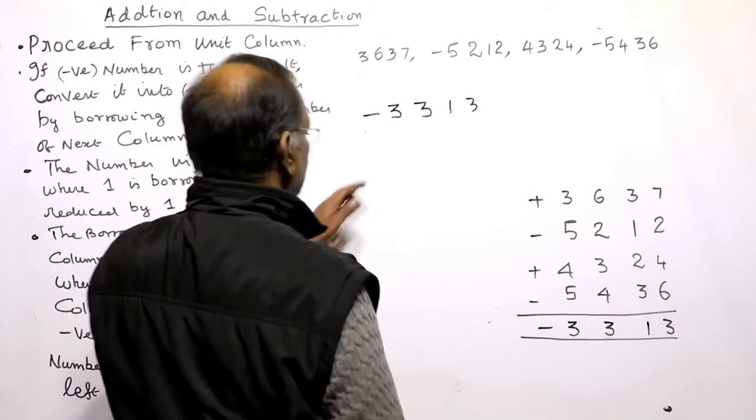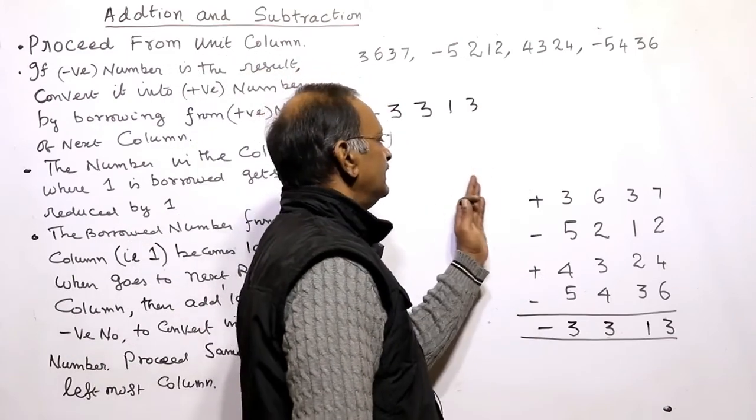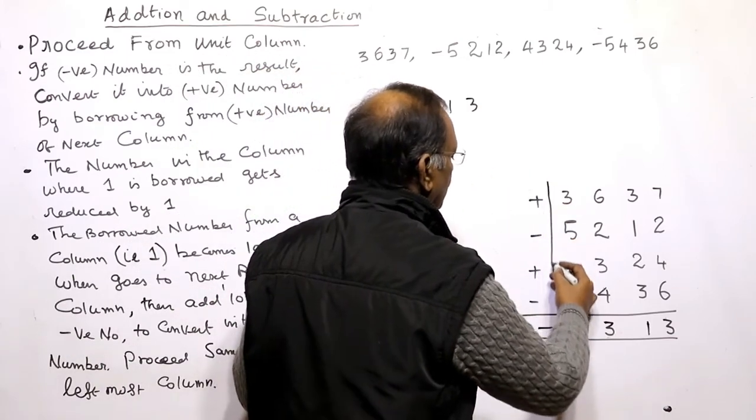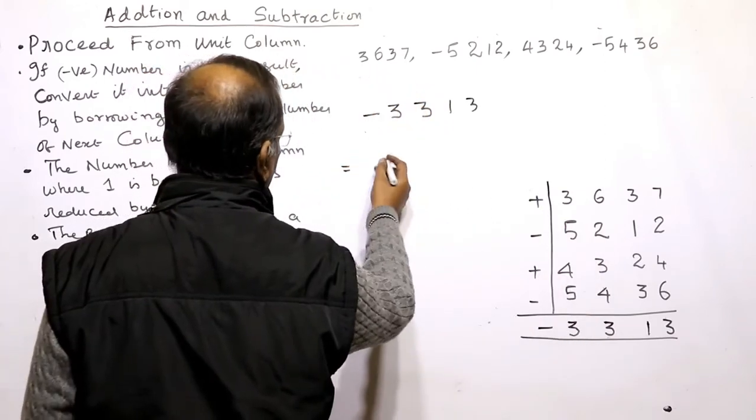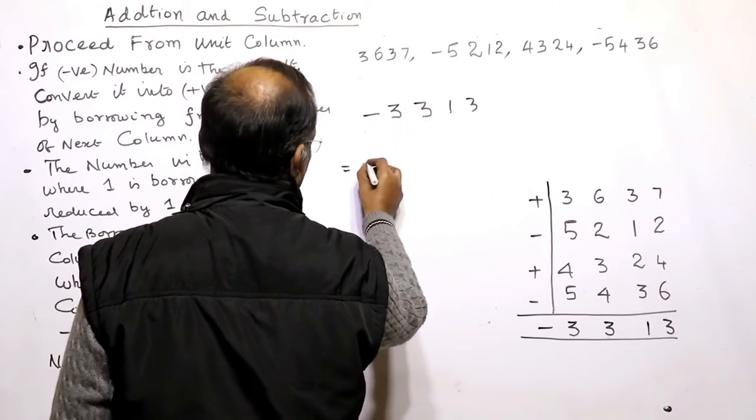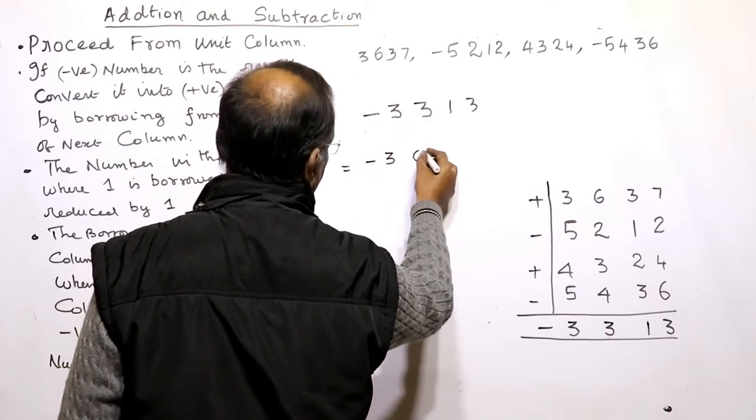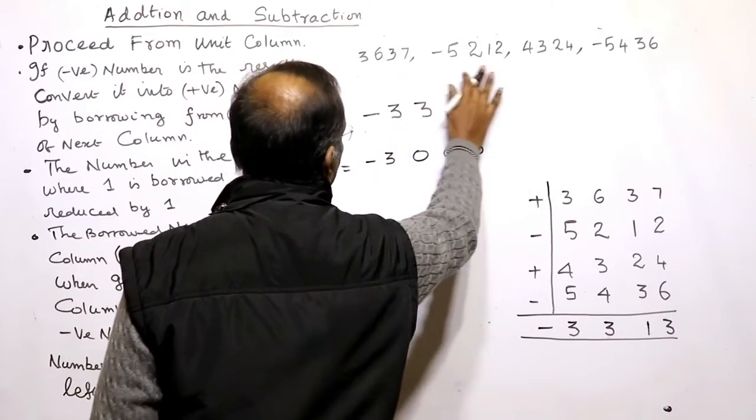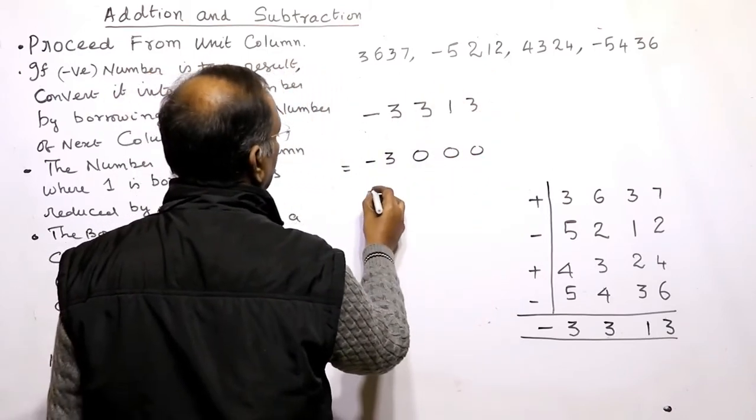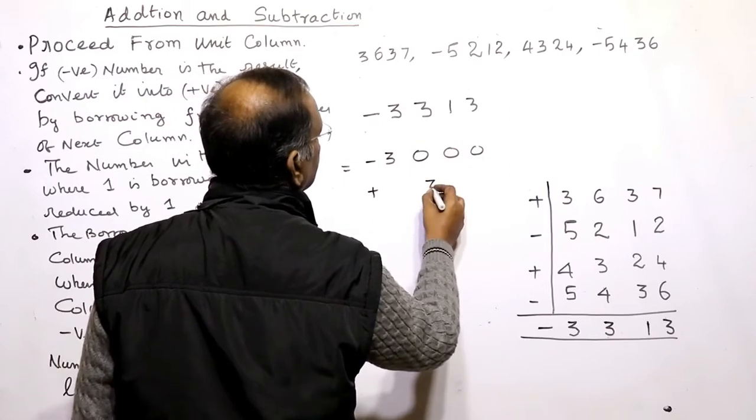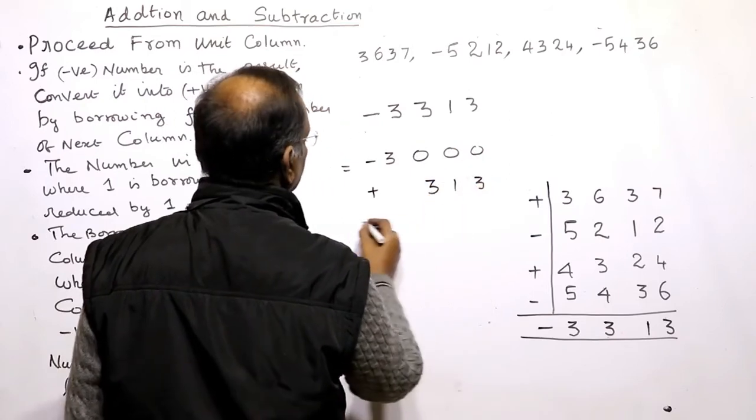If the result is coming out negative, because we have nothing to borrow on this side, furthermore we don't have any digit, we cannot borrow anything. How will we write? We will simply write this 3 as minus 3 into 1000, that is 0, 0, 0. Remove this number: minus 3 into this many zeros. Then put plus whatever this number is. Here you write 3, 1, 3.